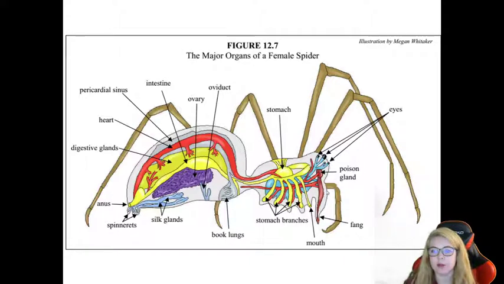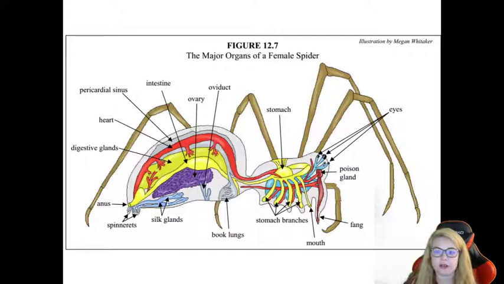Okay, so you can see the poison gland is right here with the fang and the mouth. All right, and so the spider is going to use this area here after it's poisoned its prey to suck and eat the digestive enzymes and tissues of its prey. Here you can see the book lungs. Okay, they've tried to show you here that it looks like pages of a book.